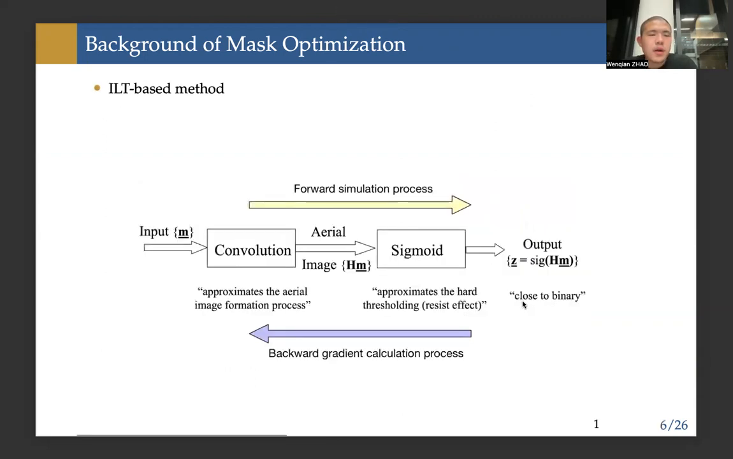And also there is this ILT-based methodology, which is short for inverse lithography technology. Basically, it does the forward simulation of the lithography, compares the output with the original design pattern, calculates the difference as a loss, and propagates the gradient backwards to optimize the mask. After rounds and rounds of such updating, the optimized mask will provide a final output Z with minimized difference from the original design pattern.